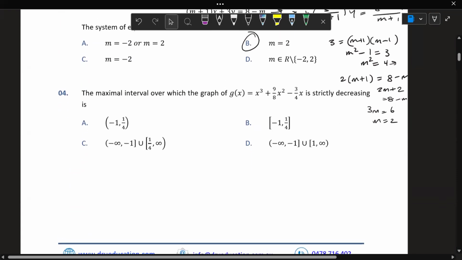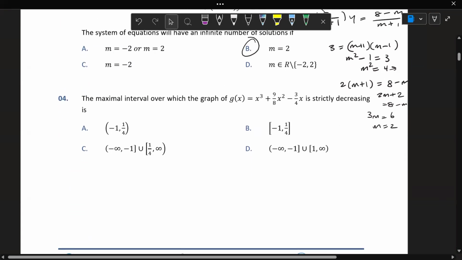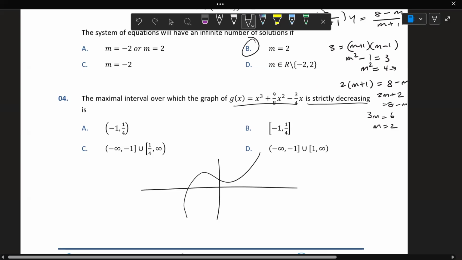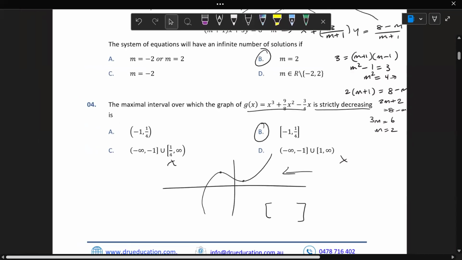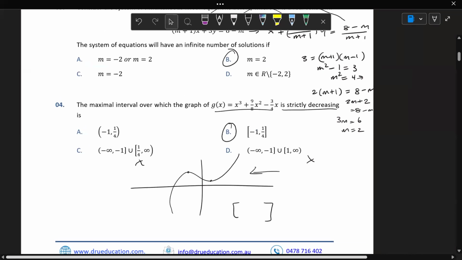For this one, you can do it in a very quick way. It's strictly decreasing, right? And it's a cubic. So we know what a cubic looks like. It looks like this, and it's a positive one, so it's basically just like this. So wherever it's strictly decreasing is from here to here, and we know it's square brackets. So it can't be this one, it can't be this one, and it's square bracket, so it's B. And that's sort of how you do it without doing any calculations.